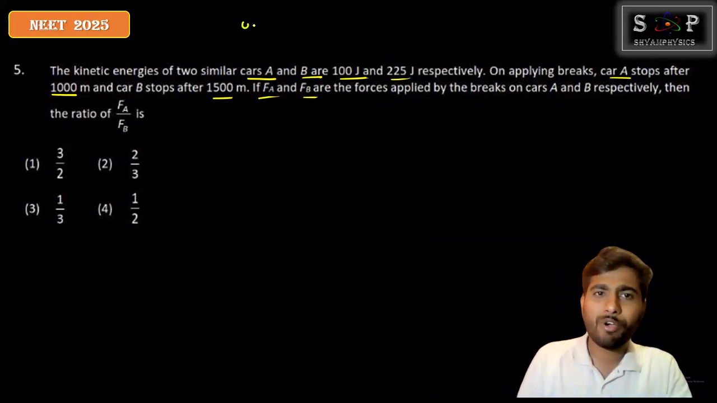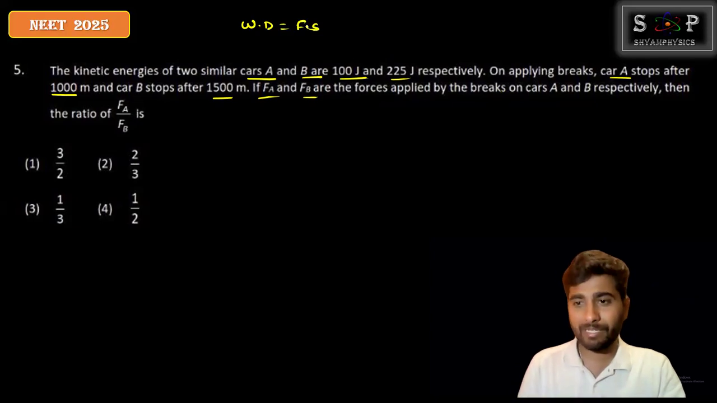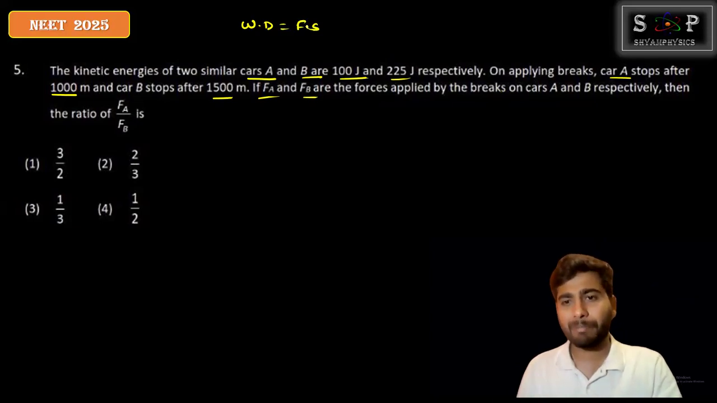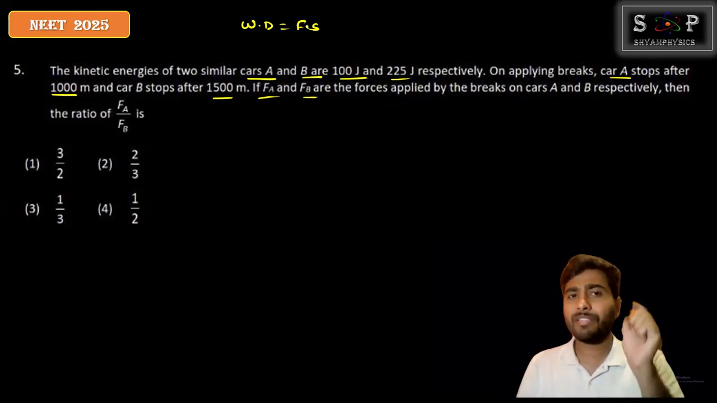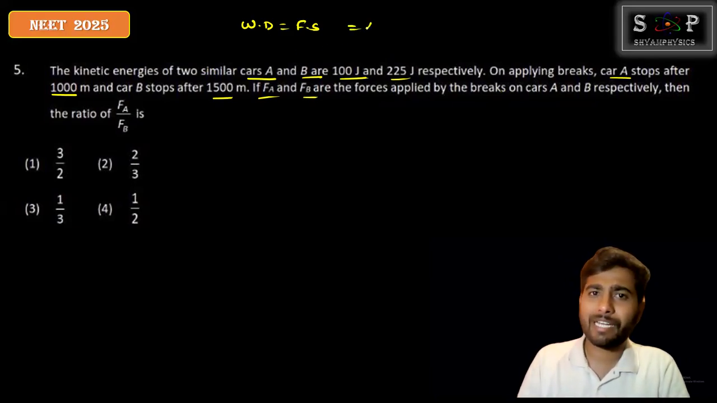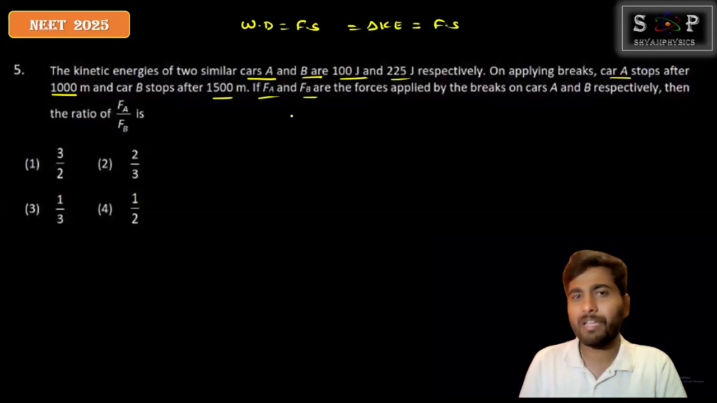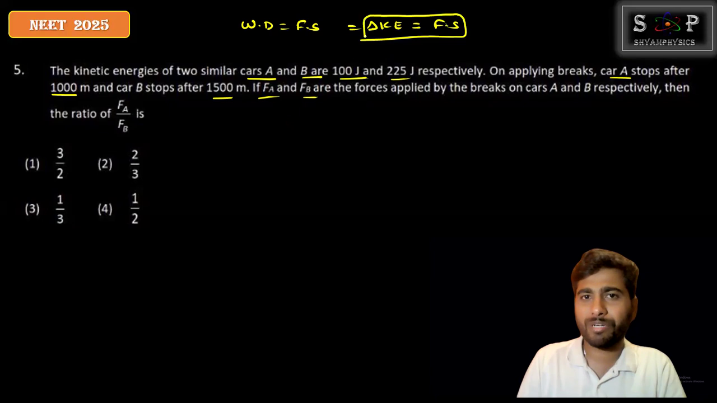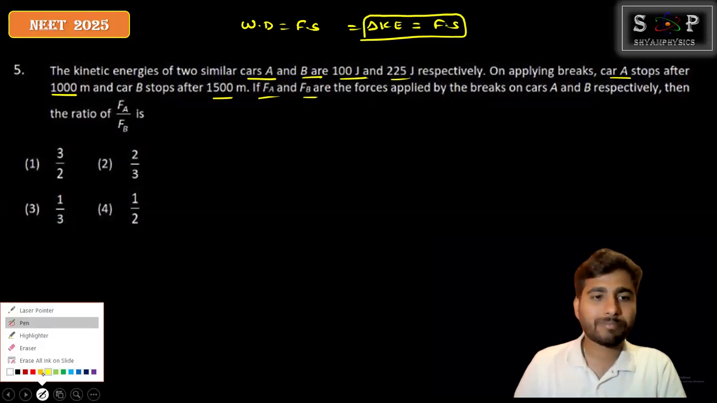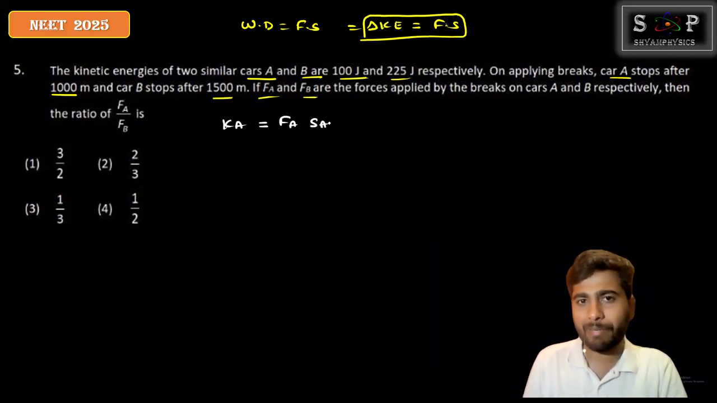We know one thing. Work done will be equal to force into displacement. Whatever work we have done, after applying the force, that is the brake, the car will stop after traveling some distance. That is what the work done actually is. This work done actually changes the kinetic energy of the object. So I can write directly that the change in kinetic energy of the cars will be equal to force into displacement. From here I will solve this question. Majorly, the kinetic energy of car A will be equal to the force applied by car A into the displacement traveled by car A.